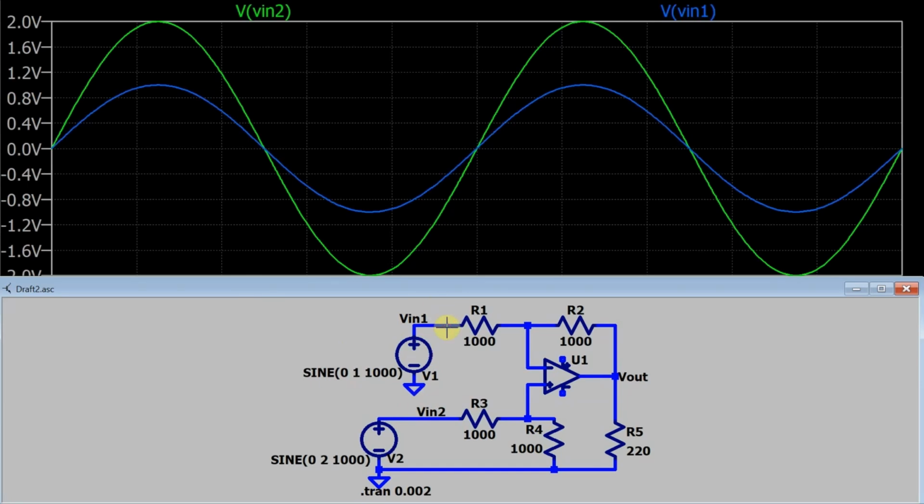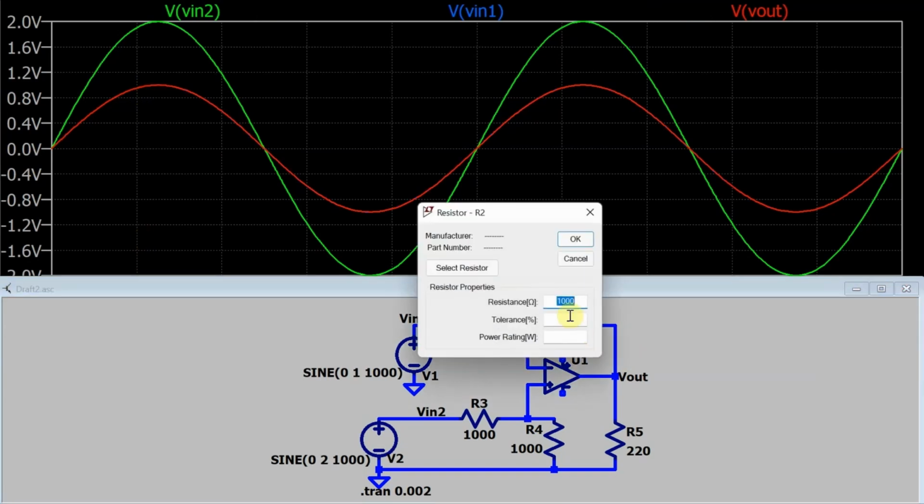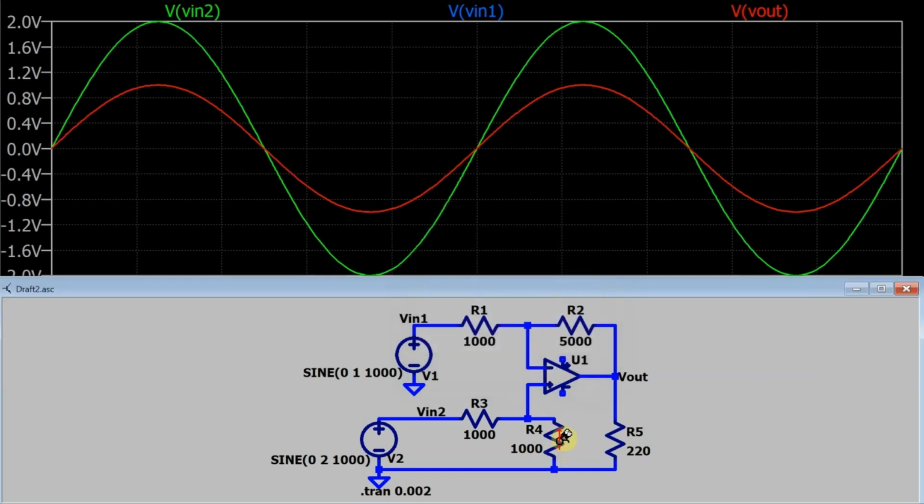With all of my resistors the same value, the output should be Vin2 minus Vin1. So let's take a look at the output. And there it is, amplitude of 1 volt. Now if I change R2 to be a bigger value, let's go 5,000 ohms, and R4 to match it.